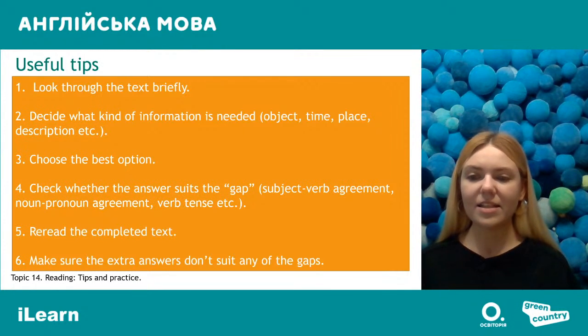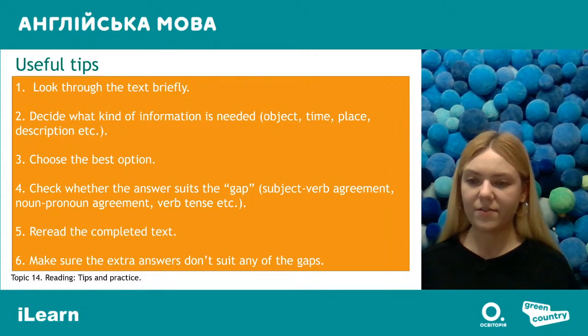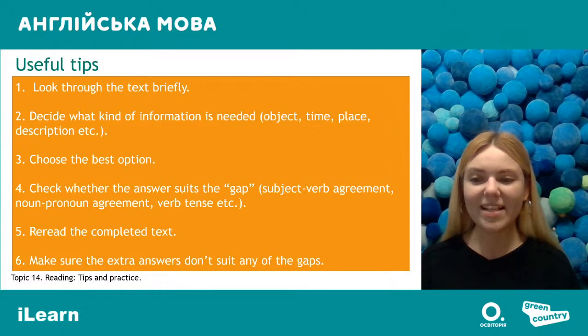And then, in the end, make sure the extra answers don't suit any of the gaps. So you will have two extra options which you don't need to use, but don't forget about them. So after you have completed the text, after you've done all the numbers, look at the extra answers once again and make sure that they don't suit any of the gaps.